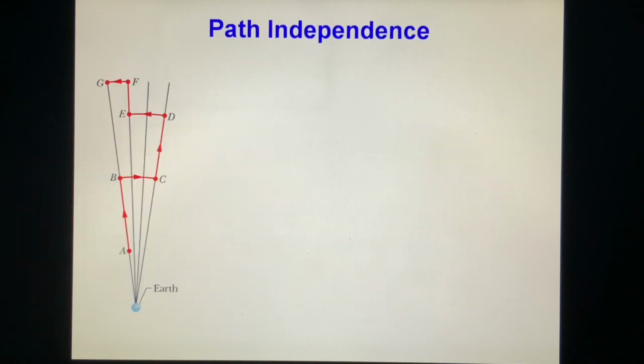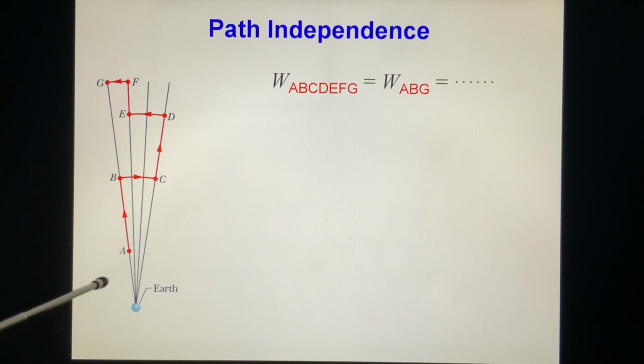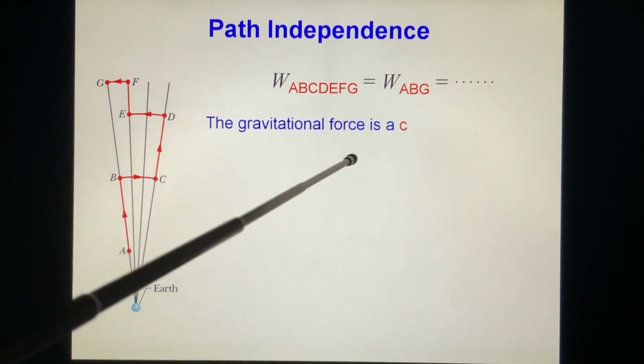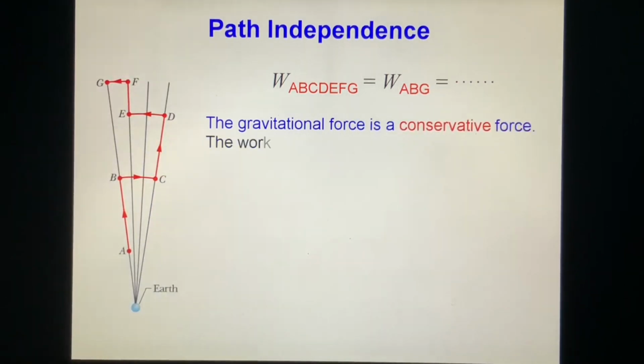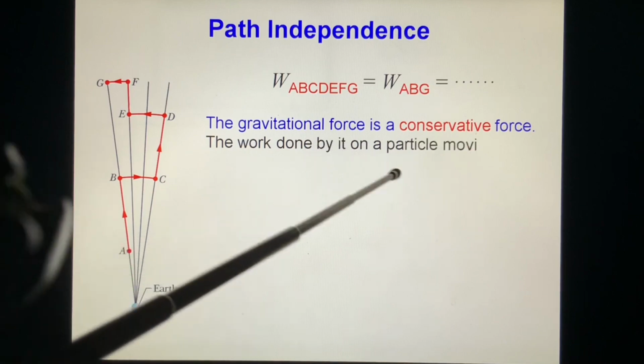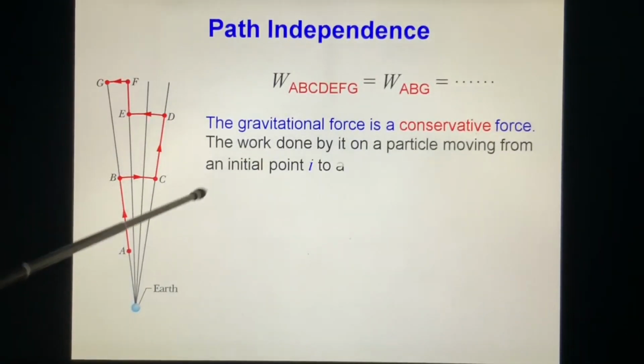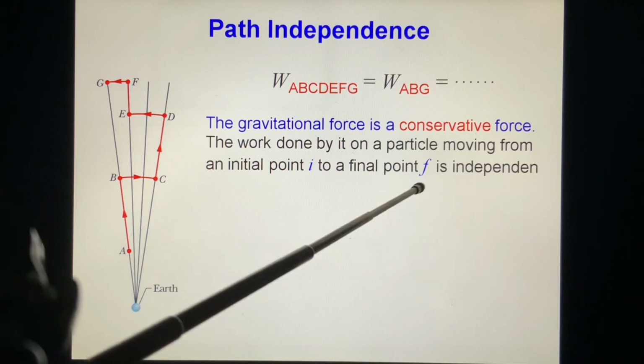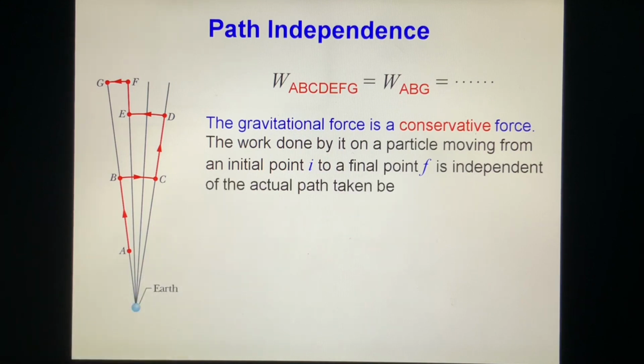Path independent. The gravitational force is a conservative force, so the work done along different paths from A to G is the same. Nothing to do with the path. The work done by it on a particle moving from an initial point i to a final point f is independent of the actual path taken between the points.